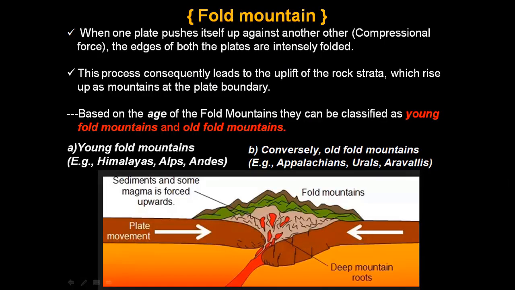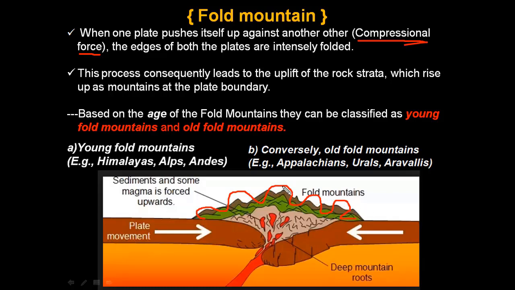Now we'll understand how the fold mountains take birth on the Earth's crust. When one plate pushes itself up against another one, the edges of both the plates are intensely folded. This is mainly due to the compressional force. When the two plates collide from both sides, this force is called the horizontal force of the crustal motion. Due to the collision of these two plates, on top of that crust, the lighter material, mainly sedimentary layers or you can say the rock strata, tend to get piled up in giant folds.